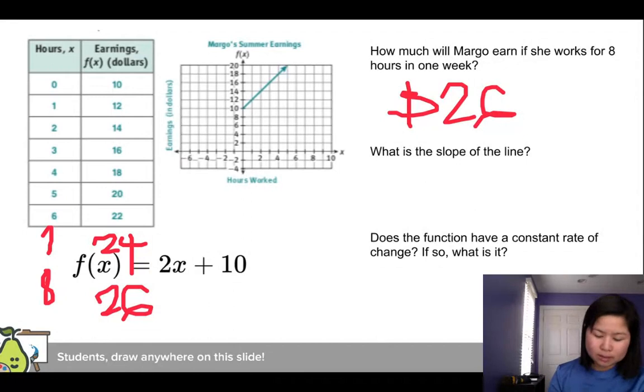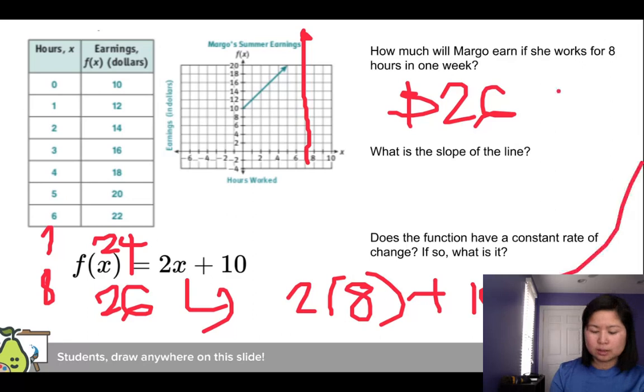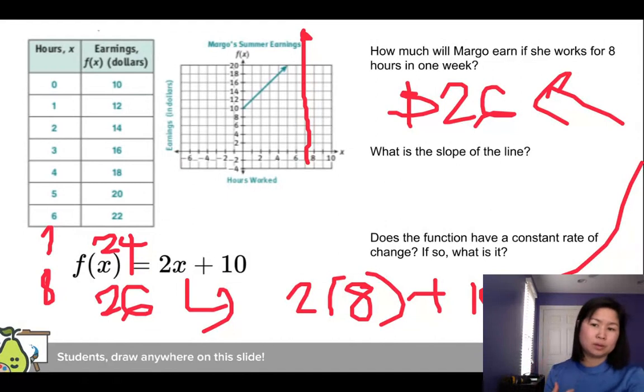Or if you have the graph, you can look at 8, and then you can go up and find that value from the graph. Or if you use the function right here, I can plug it in: 2 times 8 plus 10. That also gives me 26. There are a couple of ways for you to do this problem. You can use a table, use a function, or look at the graph. Either way will work, okay?